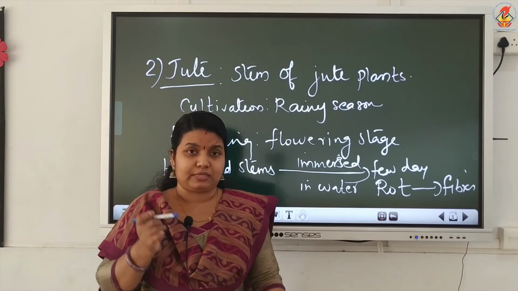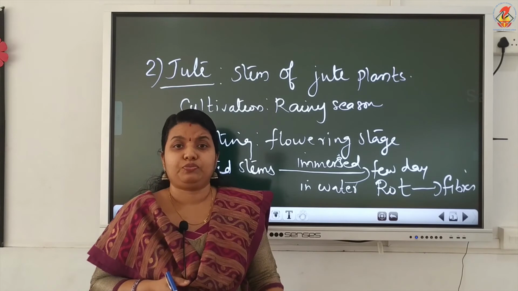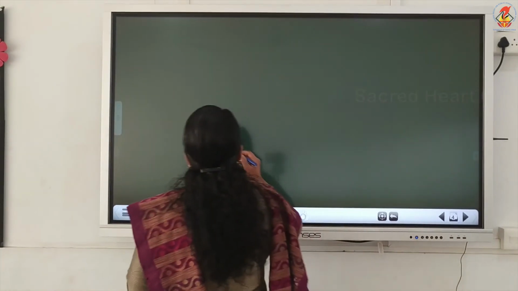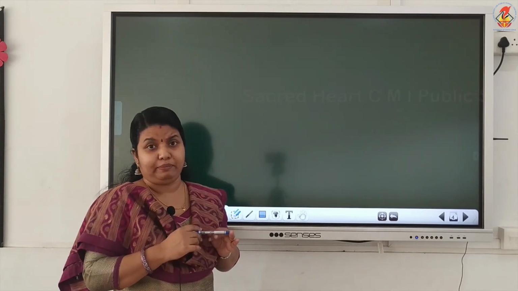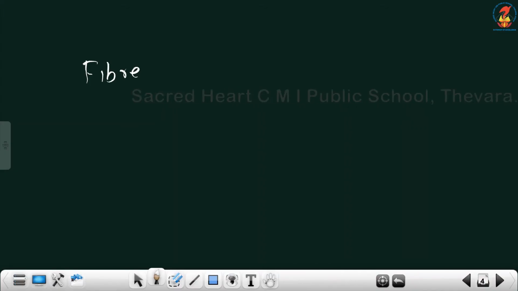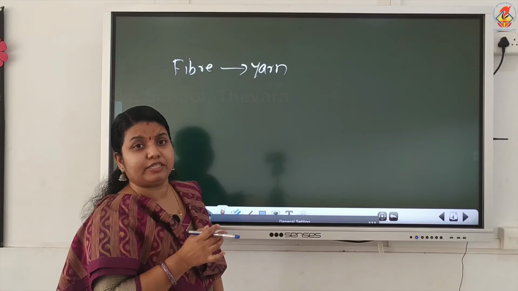So two important questions: how do we get cotton fibers from cotton plant? How do we get jute fibers from jute plant? Now we got fibers, cotton fibers and jute fibers. What is the next step? Fibers are to be converted into yarn, isn't it? This is the second step. Then yarn to fabric. Now we will see how these fibers are converted to yarn.